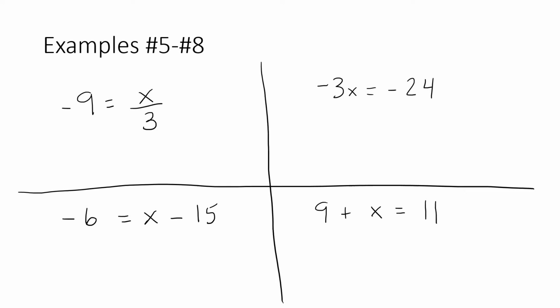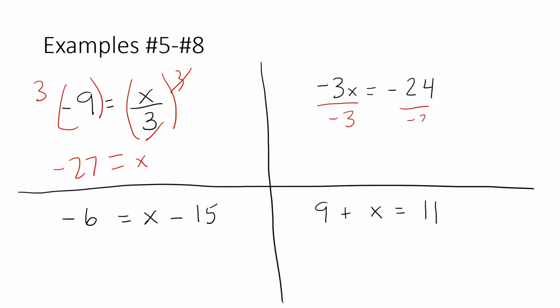Same idea for these problems. I have x divided by 3 on the right side. I need to get rid of division by multiplying. So I will multiply both sides by 3. X equals negative 27. Negative 3x equals negative 24. When the negative 3 and the x are next to each other, that's multiplication. I need to divide to get rid of multiplication. X equals 8. Negative divided by negative is a positive.